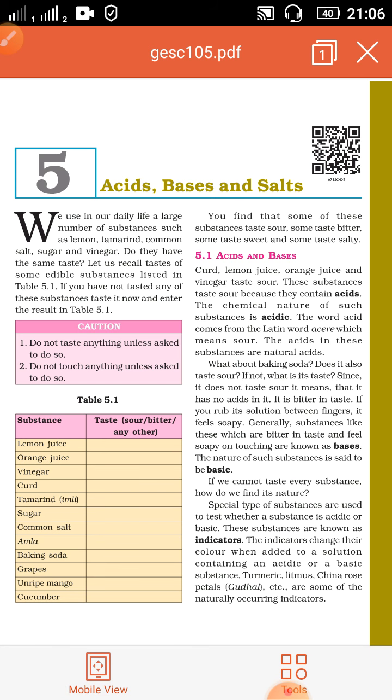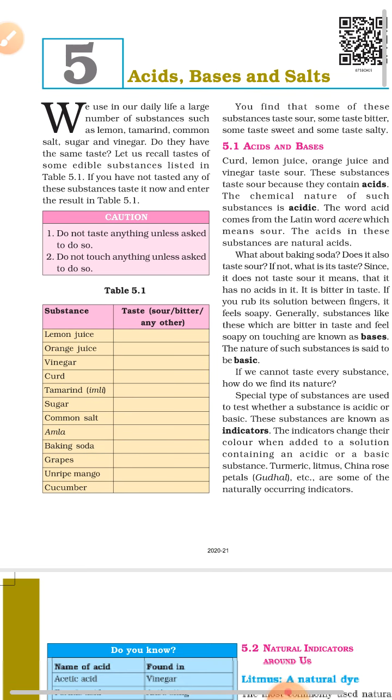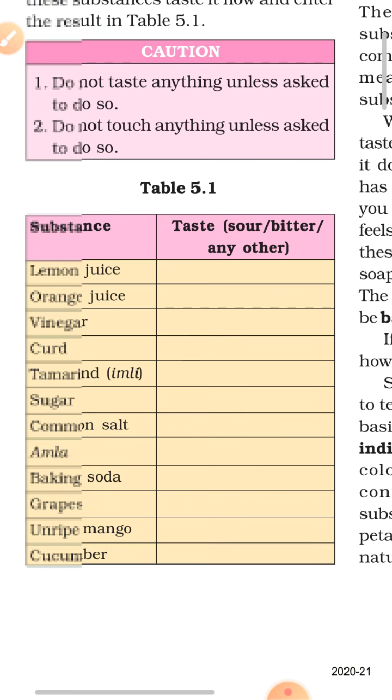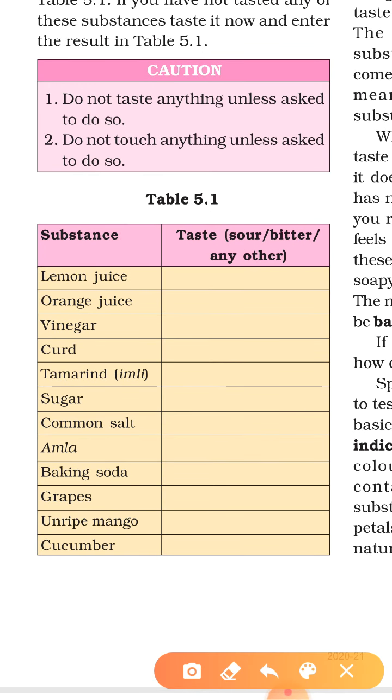Here is a table where we have to identify which substance has which taste. Lemon juice is sour, orange juice is sour, vinegar is sour, curd is sour, tamarind (imli) is sour, sugar is sweet, common salt is salty, amla is sour, baking soda is bitter, grapes are sweet and sour, unripe mango is sour, and cucumber is bitter.